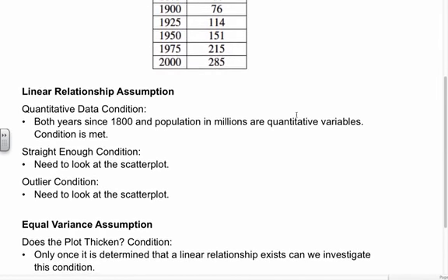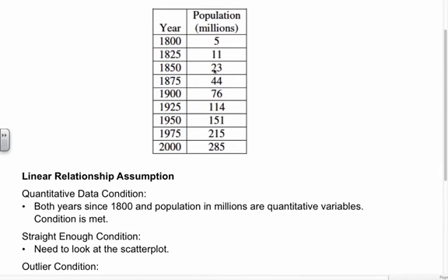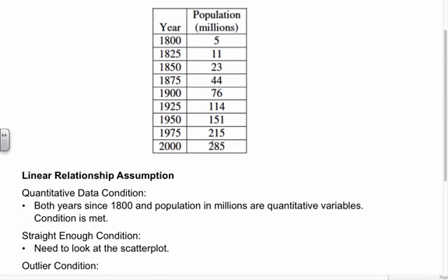So as we scroll down, linear relationship assumption, quantitative data condition. Both years since 1800 and population in millions are quantitative variables, so therefore that condition is met. The straight enough condition. There's no way to know that right off the bat, so I'm going to have to create a scatter plot, and we'll do that using the graphing calculator. But knowing our intuition, if you will, of dealing with population, I don't think this is going to be straight.